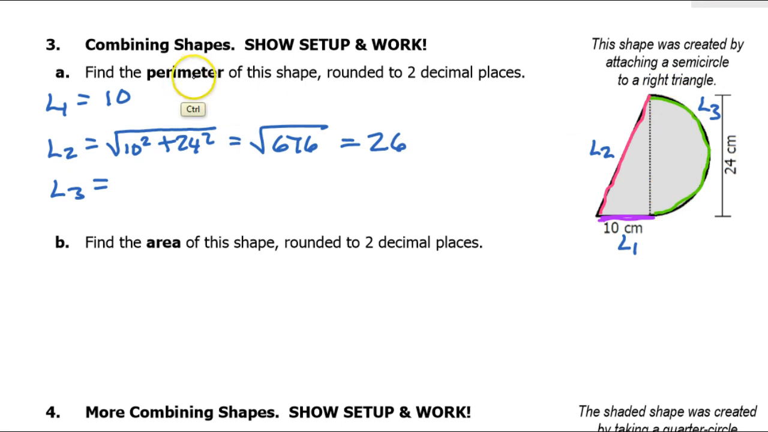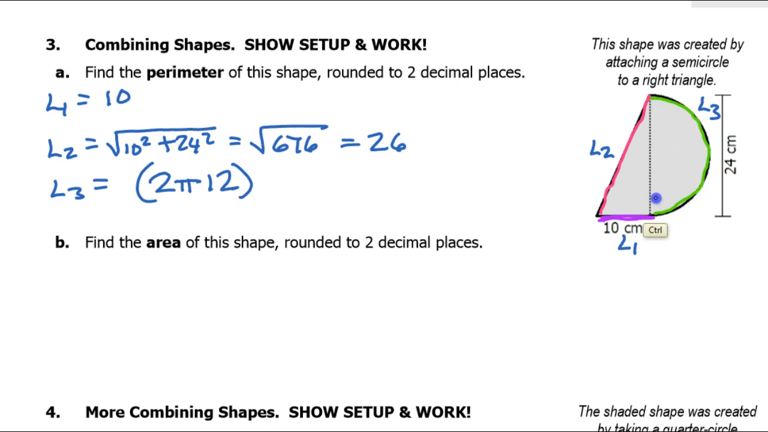Now, we're talking about perimeter, so the perimeter of a circle is called the circumference. We're just talking about the border. The formula for circumference of a circle is 2 pi r. The radius here is 12, so this would be 2 pi times 12. So that would be the circumference of an entire circle.